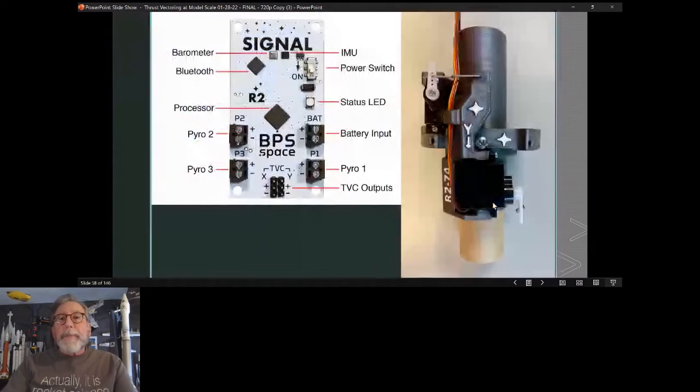So again, these are the components that get integrated into the rocket. That's a printed circuit board, a PCB with all the components. And then the 3D printed thrust vector system. It has 2 servos, 2 9-gram servos. And then the wires go up and connect to the flight computer. It has 3 different pyros you can use also, so you have some options there.